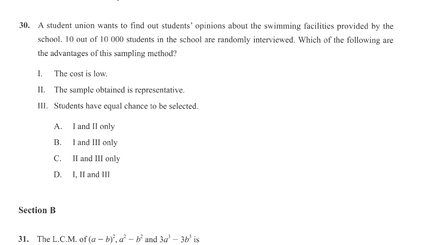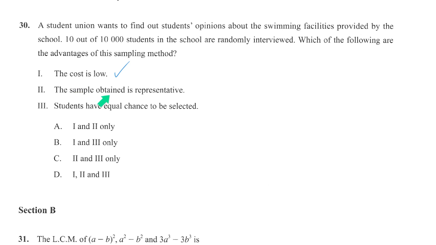This is part of our syllabus, you know how to interpret the data. And then they say that in our student union, we are talking about 10,000, but we only choose 10 samples. So this is really a small proportion, right? And then which one is the advantage? The cost is low. Of course, this is correct. We just need to find 10 of them, right? But we sacrifice the accuracy.